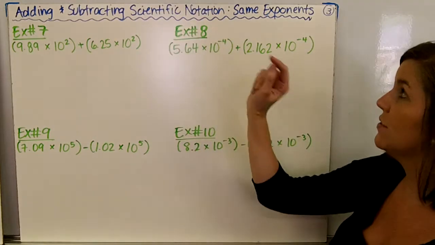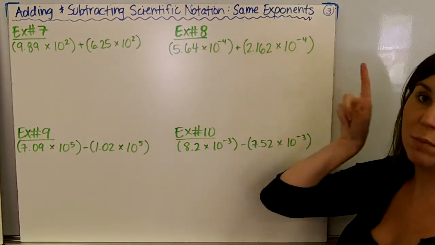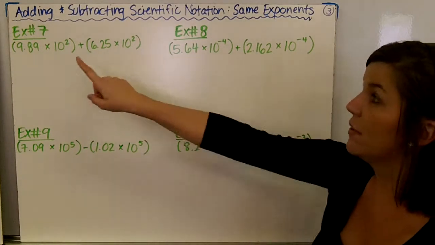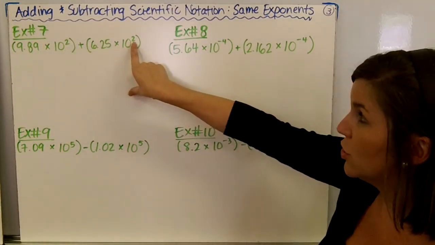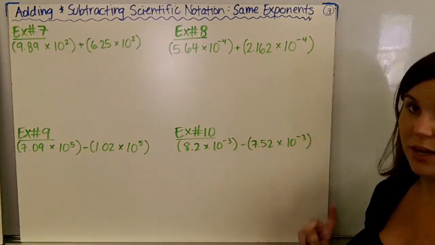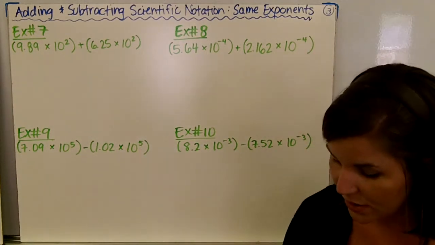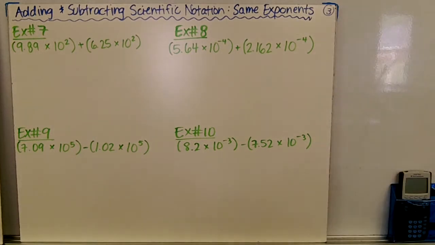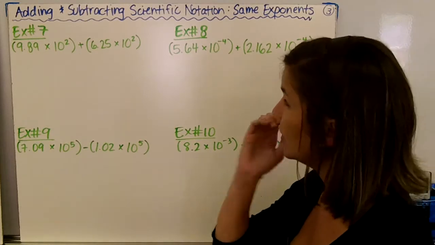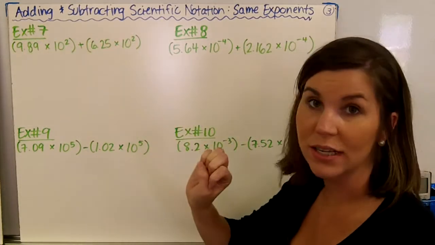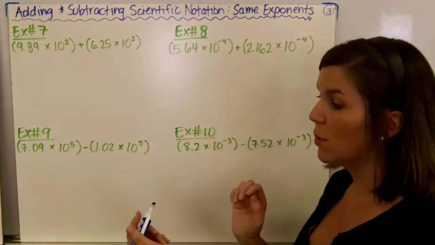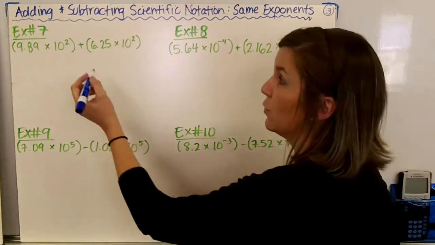Adding and subtracting scientific notation with the same exponents. So in these 4 examples, you will see that they all have the same exponents: 2 and 2, -4 and -4, 5 and 5, -3 and -3. These all have 10 to the same power. Alright, example number 7. In order to add scientific notation, we need to have the same exponents. And since in these 4 problems we already do, it makes it easier for us.